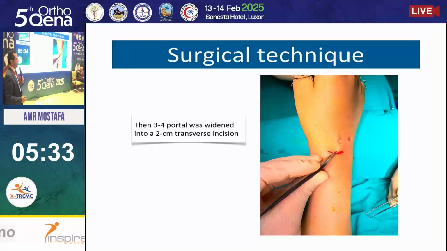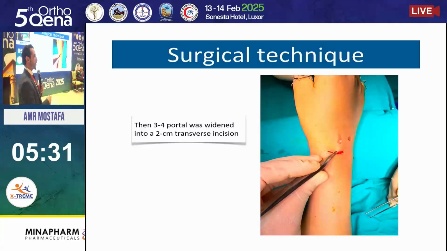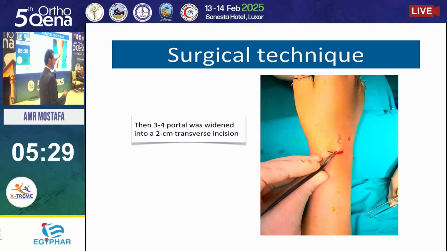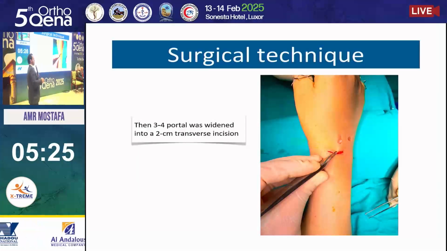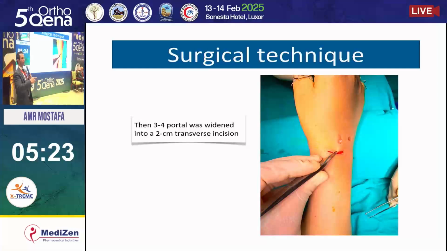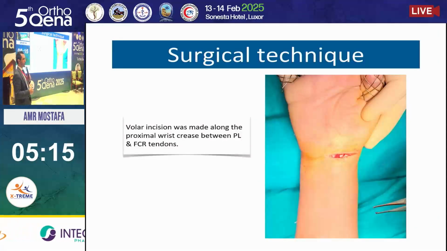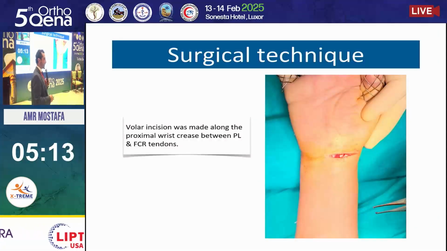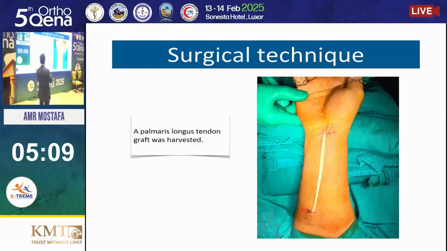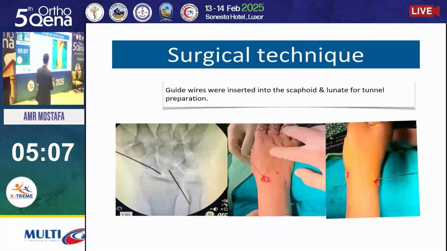After this, we try to reconstruct by making two tunnels in the scaphoid and lunate. We elongate the dorsal 3-4 portal transversally by 2 centimeters, and also make an incision volarly between the palmaris and the FCR. In this incision, we can take the palmaris tendon, as you can see here.